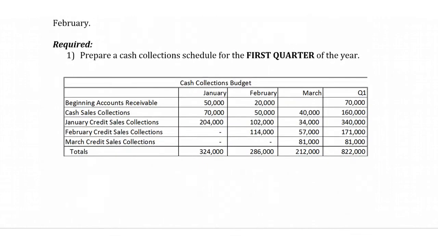And so to do the budget, the important part of the budget is having the right information over here, because we know January, February, and March, and what we're looking for is all the different things we're going to collect and then put those amounts in the proper period. So I started with a row called beginning accounts receivable, and then I added one for my cash sales collections, and then I added for each of my credit sales collections. So January, February, and March. So let's just work through and put these numbers in.